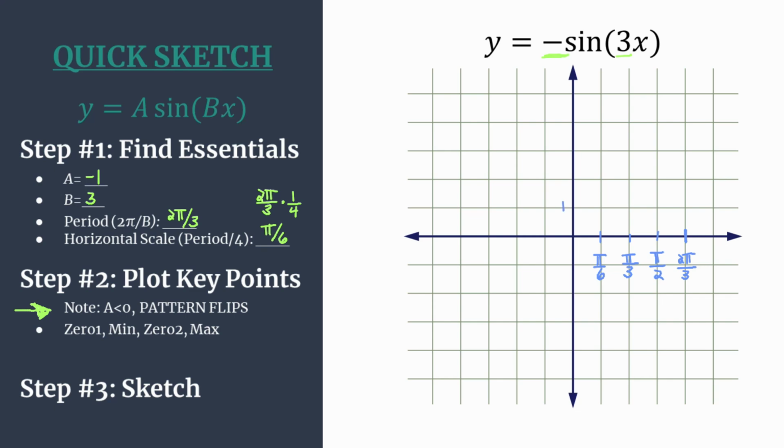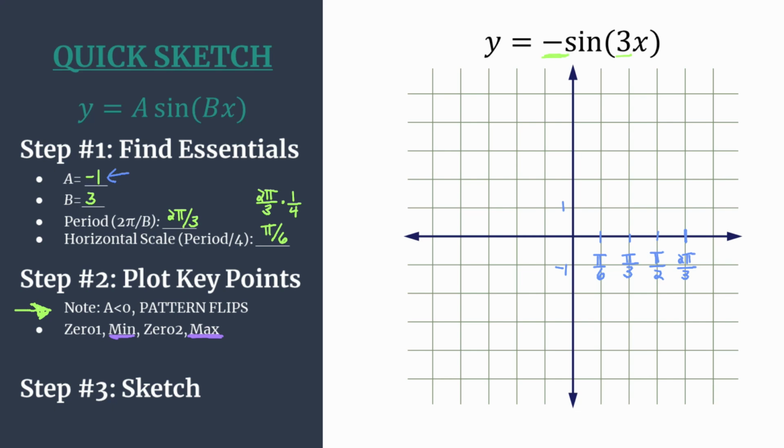Usually you can just count by ones. Look back to your A, make sure that makes sense, and we are ready for step 2. Okay, so this is plotting our key points of the sine pattern, and we did note because our value for A is negative, we say because it's less than 0, our pattern actually flips from the normal sine pattern. So it's going to flip, and what I mean by that is the max and min basically just switch places. We'll have 0, minimum, another 0, maximum.